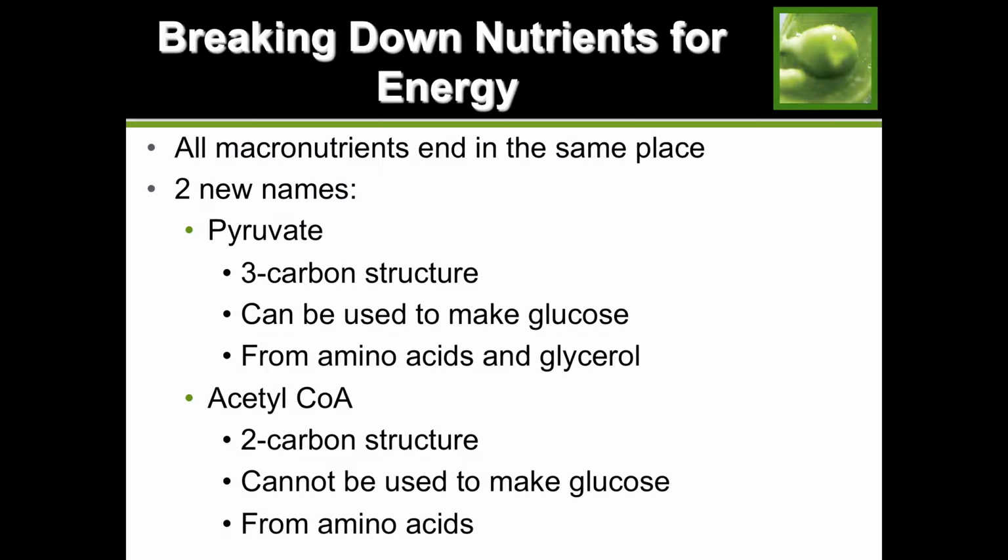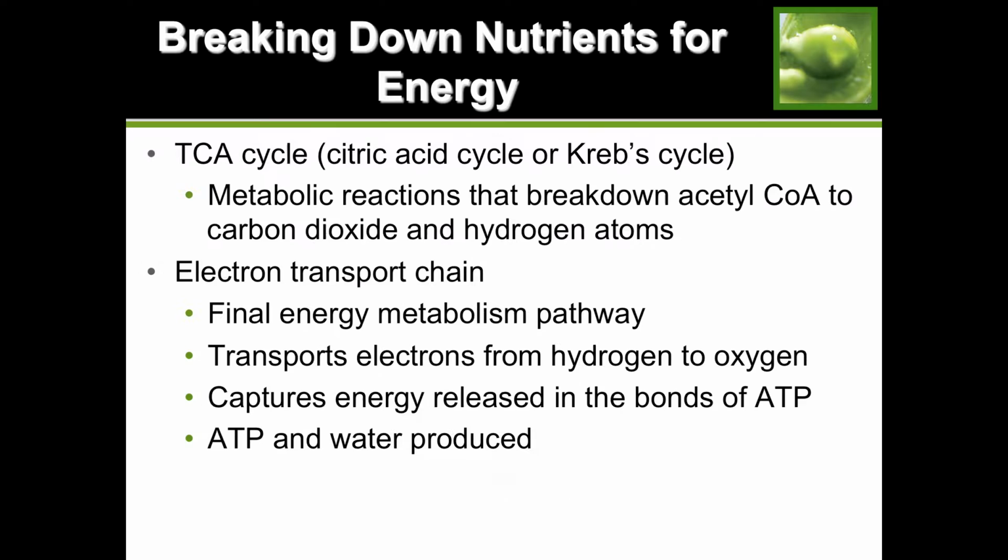All right, all macronutrients end in the same place, okay? So here you're going to have to learn two names. You have your pyruvate. It's a 3-carbon structure. It can be used to make glucose, and you could get it from amino acids and glycerol. Then you have acetyl-CoA. This is a 2-carbon structure. It cannot be used to make glucose, and you could get it from amino acids.